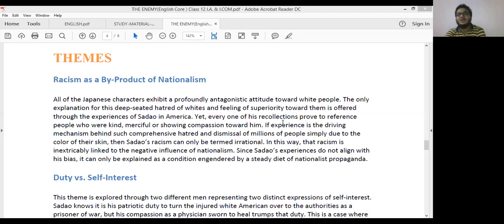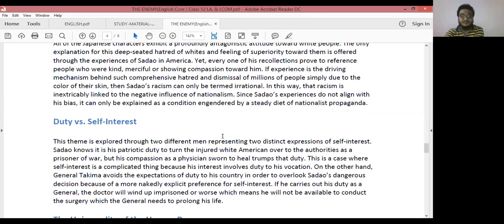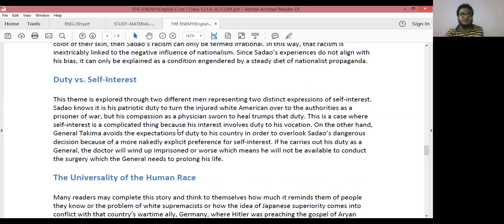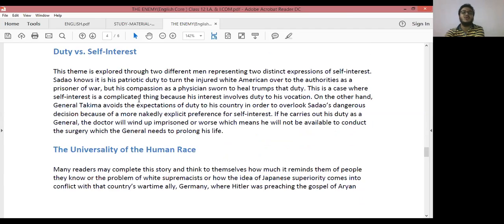Okay, students, I hope you're able to understand this part. If not, you can write it down in the chat box, and I'll help you out with the lines. I hope, students, you got the point. Next comes duty versus self-interest.